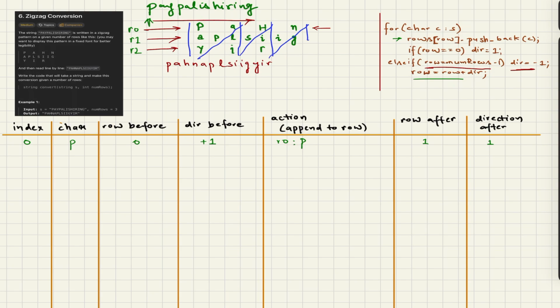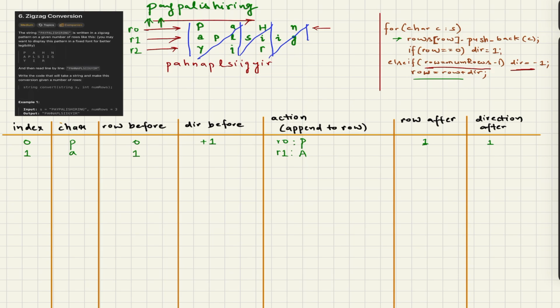Now I move to index 1, and the character I have in hand is A. The row before this operation is 1. What is the operation that I'm performing? I'll basically push first, so my R1 is nothing but A.